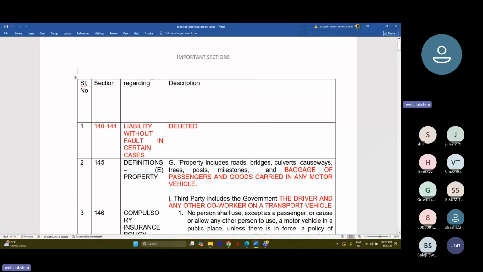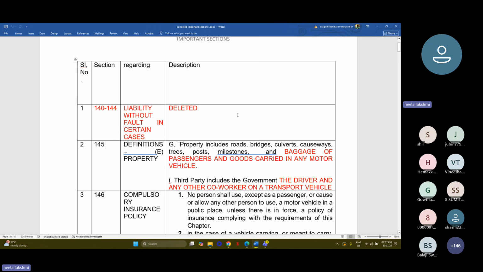Important sections. Section 142, 144, which was in chapter 10 earlier, is completely deleted. That was talking about liability without fault. This is completely deleted in the amended section.